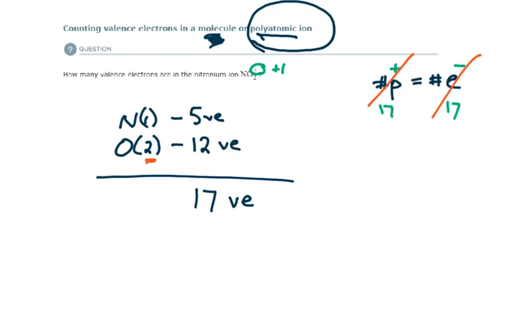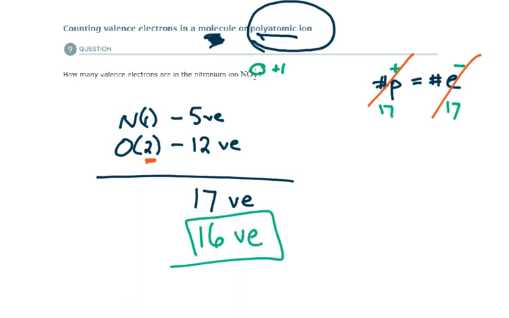So what does that mean? Well, what that means is what I'm going to have here for a polyatomic ion with a positive charge is a reduced number of valence electrons. So for every +1 charge on the polyatomic ion, I have one less valence electron than I should have. So because the charge here is +1, that means we've lost 1 electron.